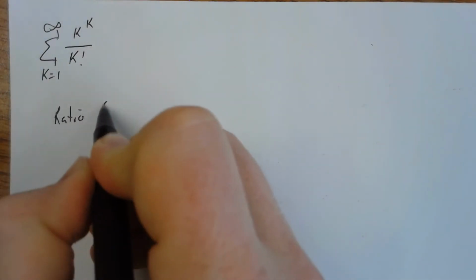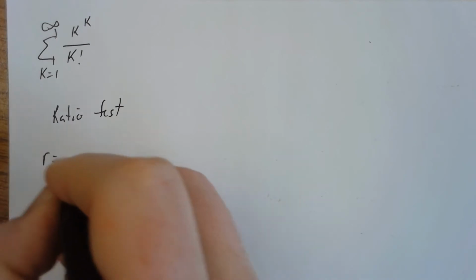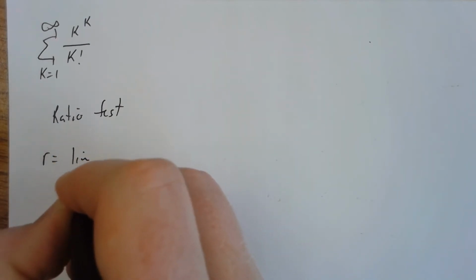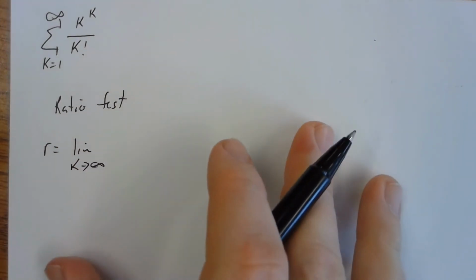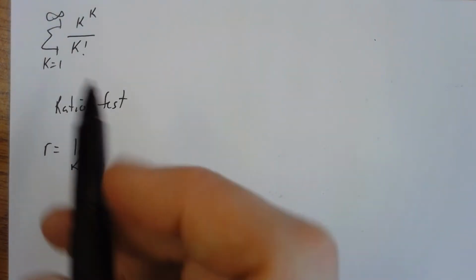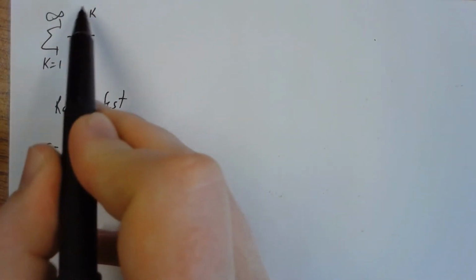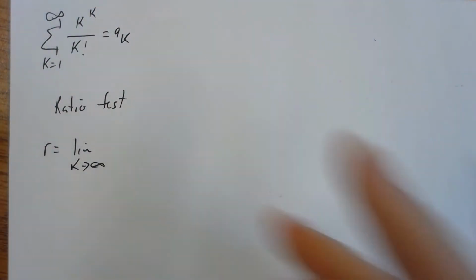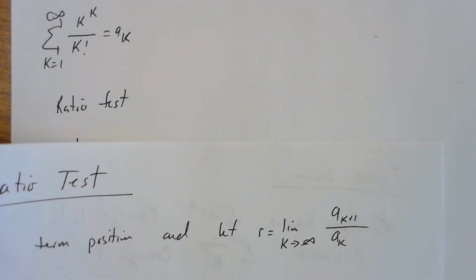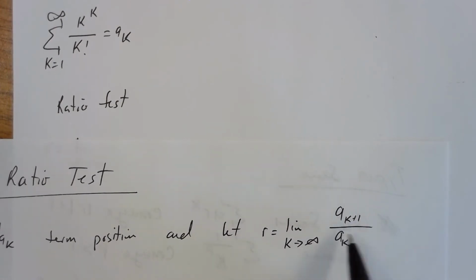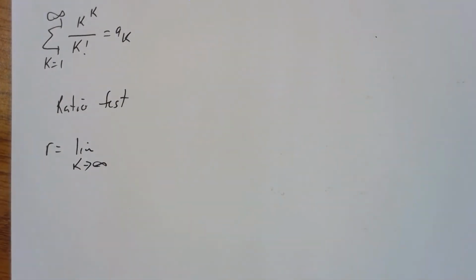So I'm going to do the ratio test, which is r equals the limit as k goes to infinity of, and I'm going to do this very carefully but relatively smoothly, this thing right here. This term is supposed to be my a sub k, so that is the thing that's supposed to be on the denominator. The ratio test specifically has a sub k plus 1 on top and a sub k in the denominator, so this thing is going to be in the denominator.